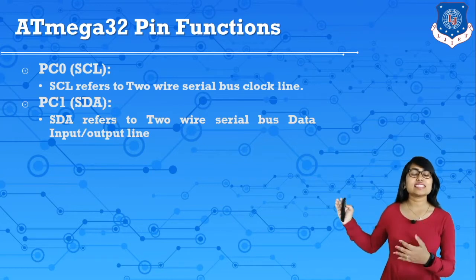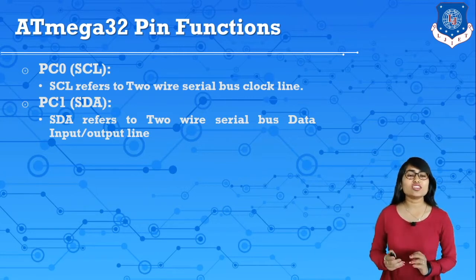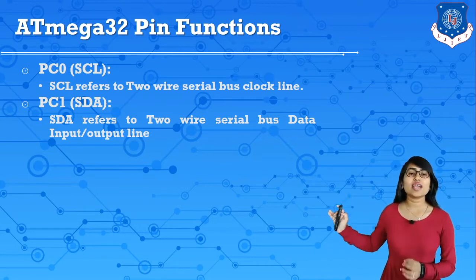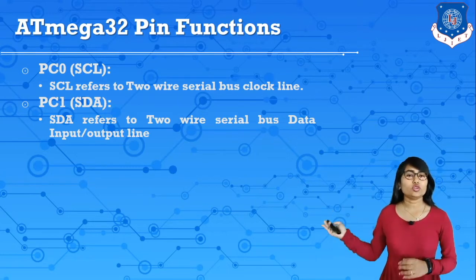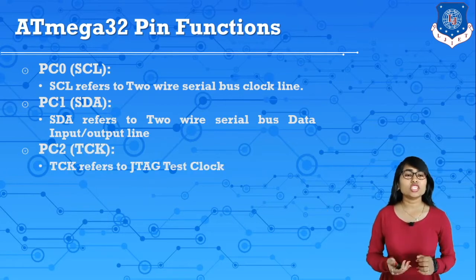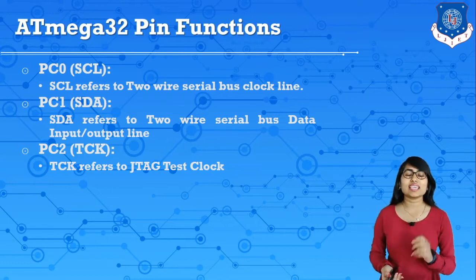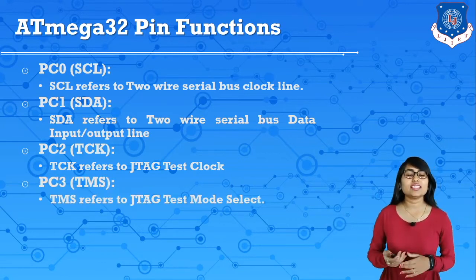This SCL and SDA are basically used whenever a JTAG interface is connected. SDA refers to the two-wire serial bus data input output line. Then PC2, that means port C bit 2, is for TCK, the JTAG test clock. Then next PC3, that is TMS. TMS refers to JTAG test mode select. Whenever we want to select any mode in JTAG, this TMS pin is used.